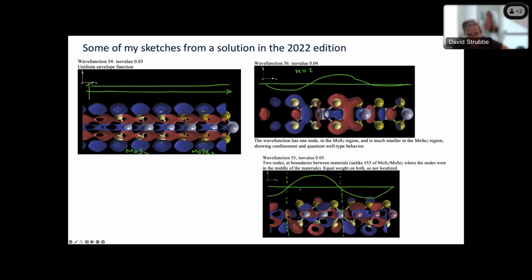We can have cases also like this where there's a sign change between the two different materials. So, some examples of different things we can see there.